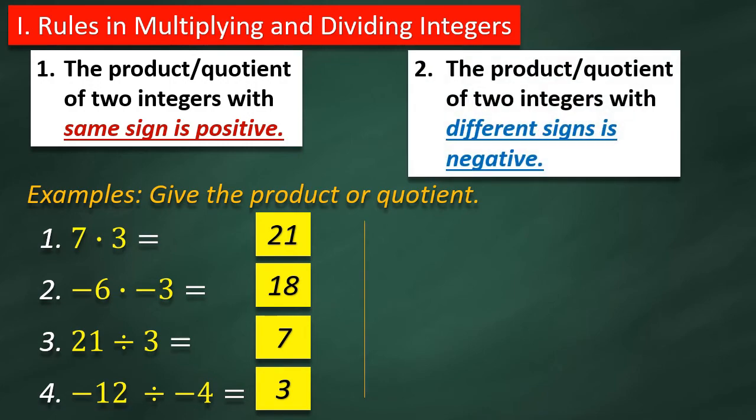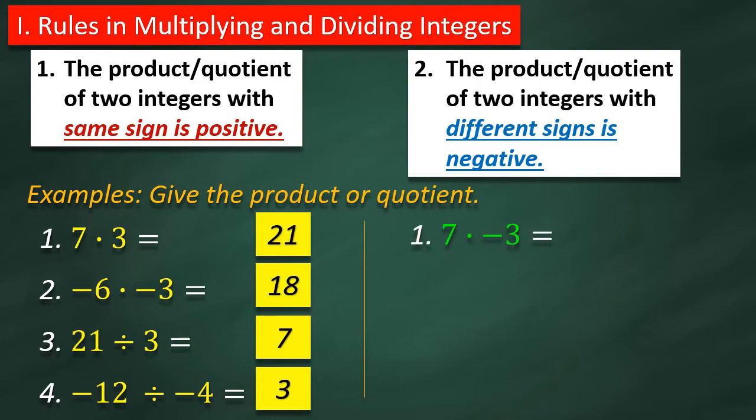Next is when integers have different signs. We follow this rule. The product or quotient of two integers with different signs is always negative. Let us check these examples.